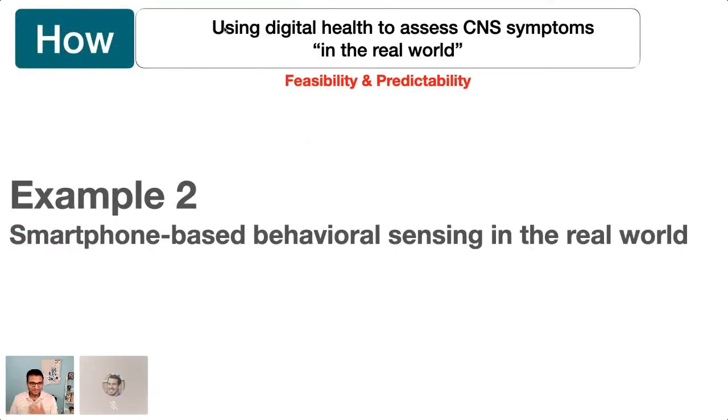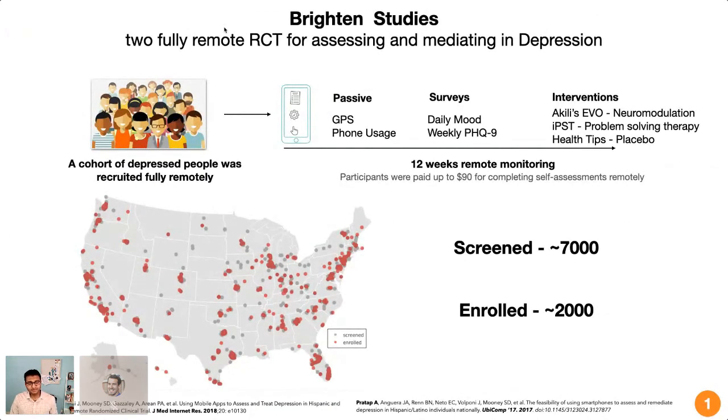So here is an example too. This is a real world study that has been completed in the last couple of years, and this is my own work. So again, bias alert, there is plenty of more research in this space. The Brighton studies were two RCTs, randomized clinical trials, funded by NIMH a couple of years ago.